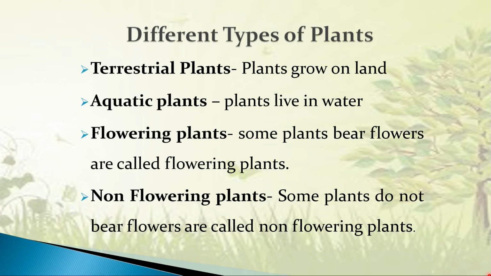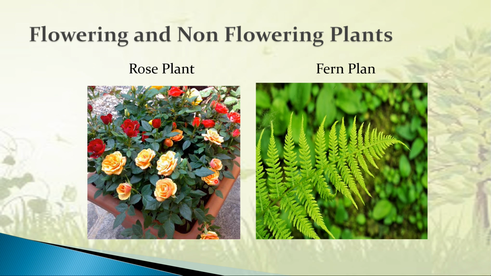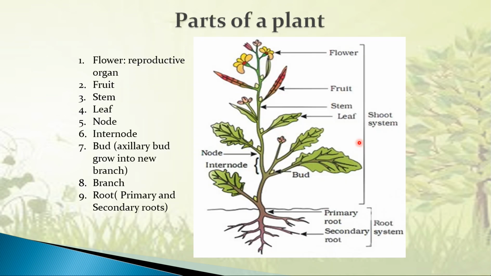There are different types of plants: terrestrial plants, aquatic plants, flowering plants and non-flowering plants. Terrestrial plants are those plants which grow on land. Aquatic plants grow in water, like hydrilla. Flowering plants bear flowers and non-flowering plants do not bear flowers. Rose and hibiscus are examples of flowering plants, and fern and algae are examples of non-flowering plants.